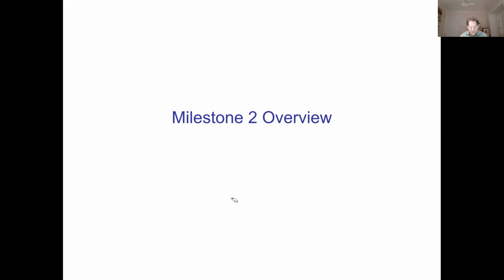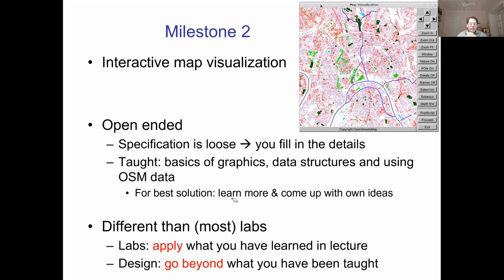Okay, so that's how some of what we're talking about fits into the larger scheme of educational offerings at U of T. Let's move on to Milestone 2. So I'm just going to give you an overview of what it's about first. So it's an interactive map visualization. Milestone 1 was about building efficient APIs and data structures. Milestone 2 is about the end user experience. You want to see these maps, interact with them, have a pleasant experience being able to see what's going on.